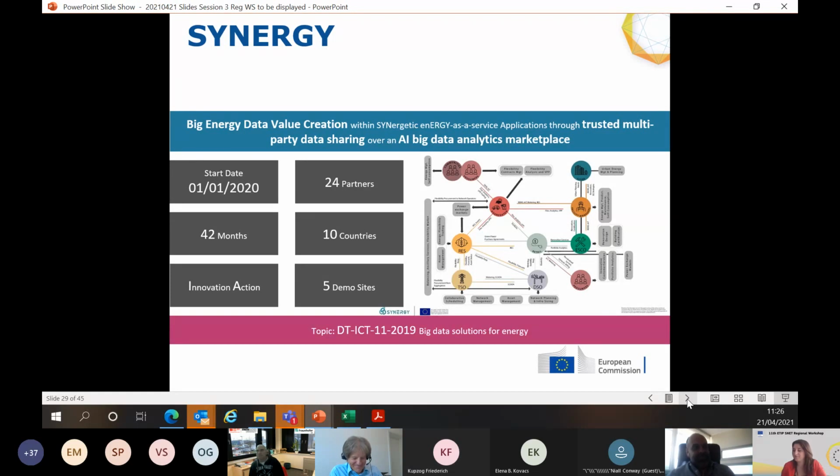Okay, I will talk briefly about the Synergy project, which is a big data for energy project funded under the same topic as the Platoon project that was presented before.